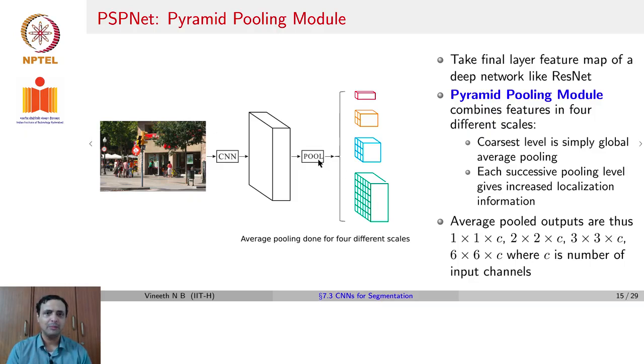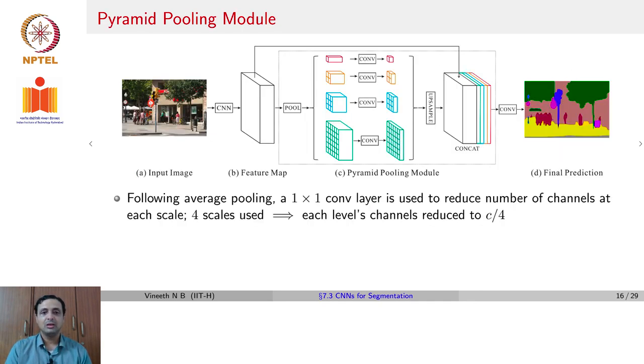Remember that when you do pooling, typically the number of channels do not reduce. You operate channel wise. So once these 4 scales pooling is done, the PSPNet now applies a 1 cross 1 convolution on each of these maps that came from the pooling operations to reduce the number of channels in the output. By how much does each of these 1 cross 1 convolutions reduce the channel size? By 1/4. There is a reason for that.